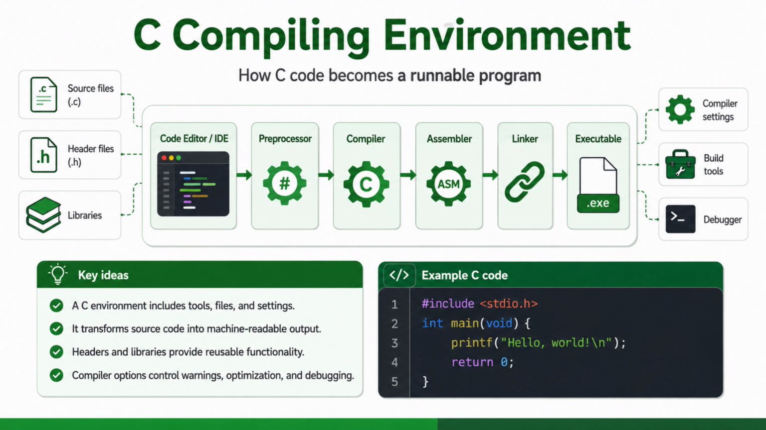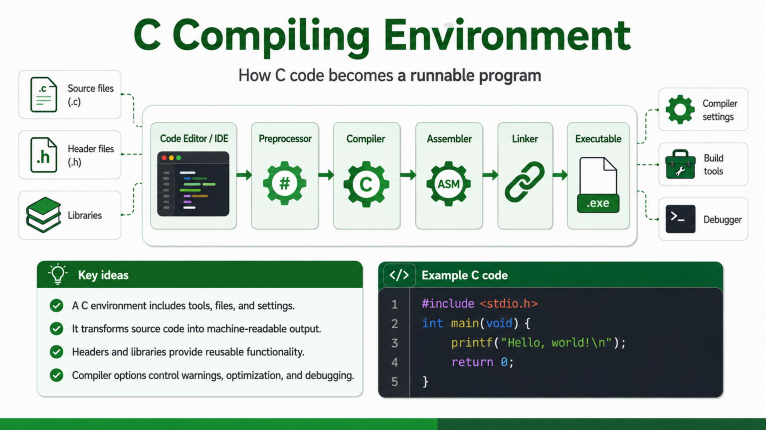The source files contain our program logic. Header files describe interfaces. Libraries provide reusable functions, and compiler settings control how strict, optimized, or debuggable the build will be. In embedded C, this environment is even more important because the output may not be a normal desktop executable. It may become an ELF file, hex file, bin file, or firmware image that is flashed into a microcontroller.